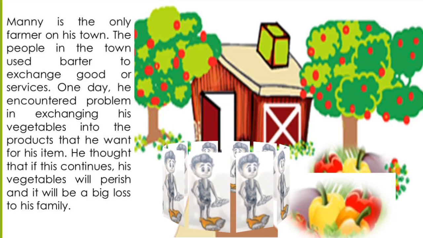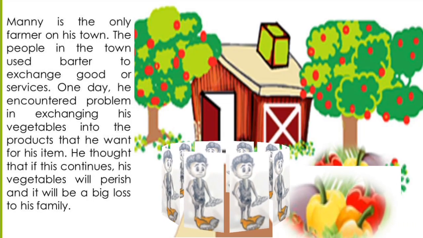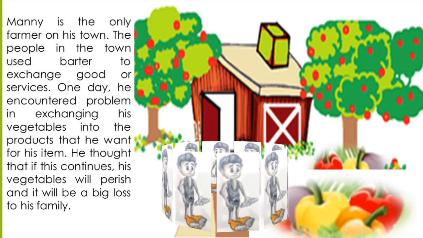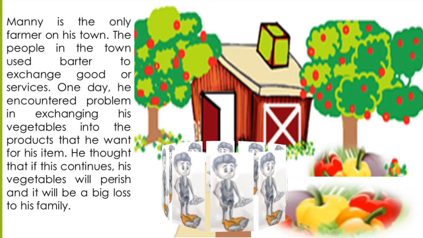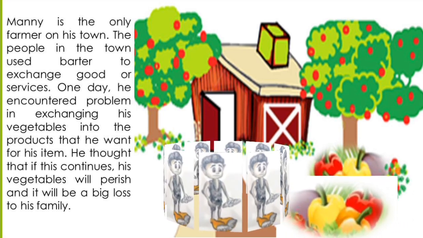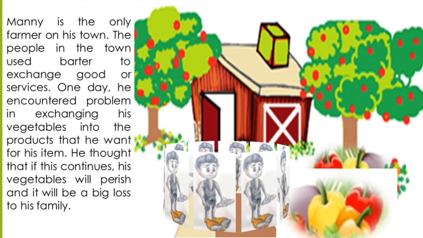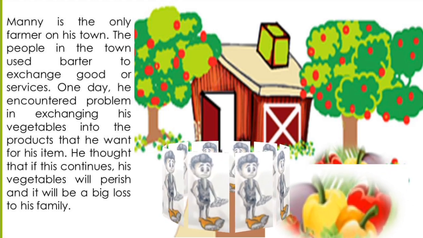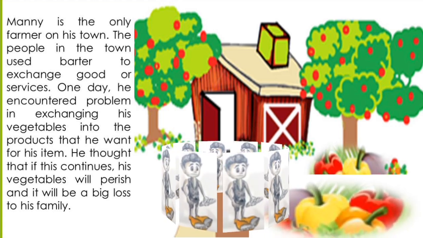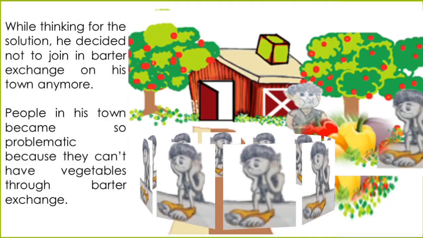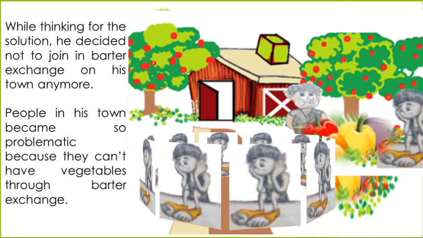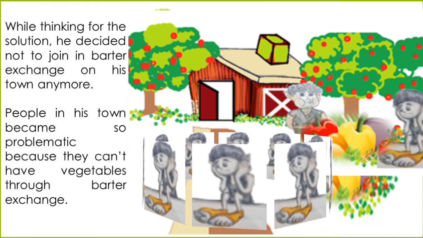Manny is the only farmer in his town. The people in the town used barter to exchange goods or services. One day, he encountered a problem in exchanging his vegetables for the products that he wanted. He thought that if this continues, his vegetables will perish, and it will be a big loss to his family. While thinking of a solution, he decided not to join the barter exchange in his town anymore.